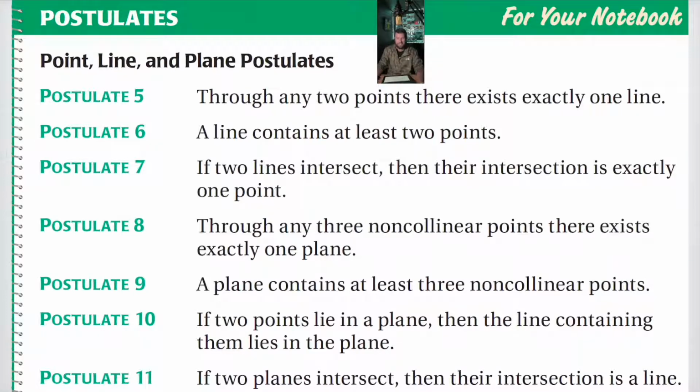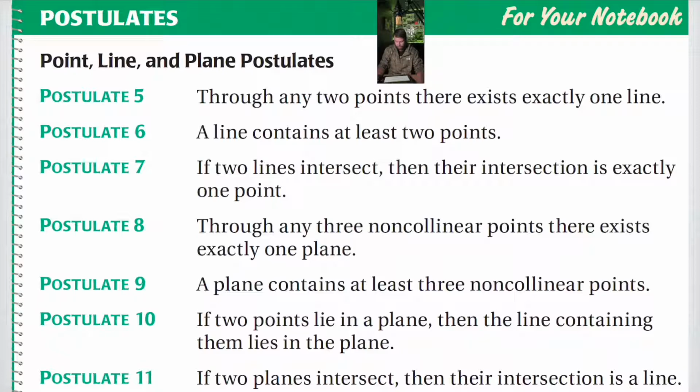We got a ton of them, so here we go. We're going to learn postulates about points, lines, and planes. So postulate 5 says, through any 2 points, there exists exactly one line. Postulate 6, a line contains at least 2 points. Postulate 7, if 2 lines intersect, then their intersection is exactly 1 point.